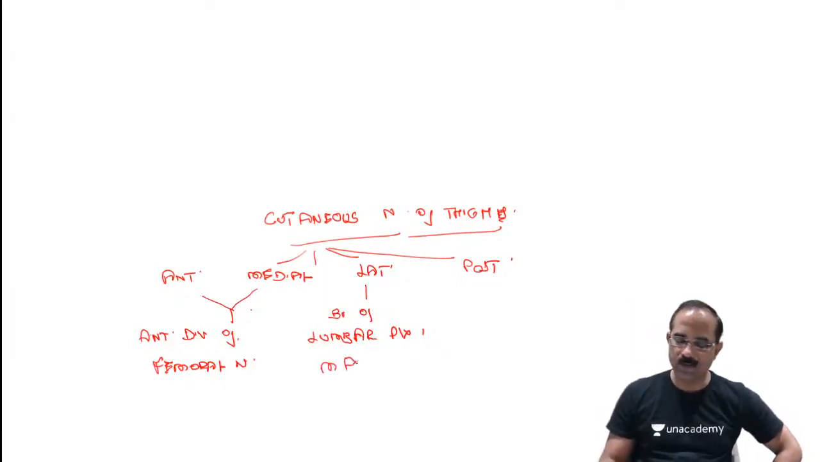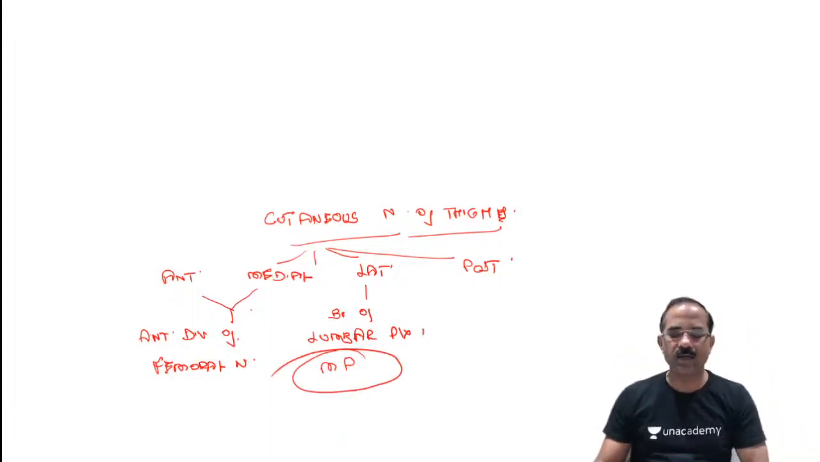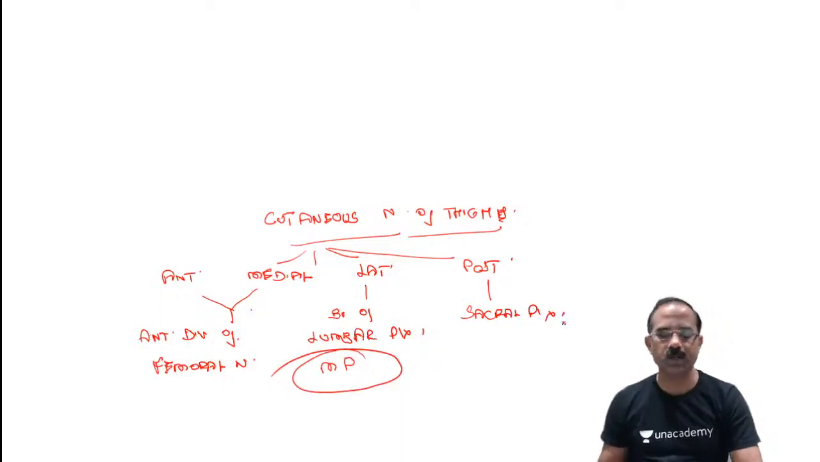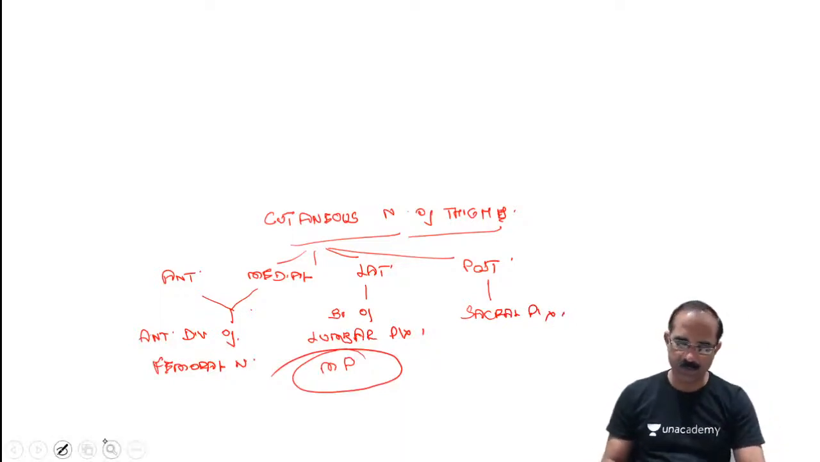Okay, this is meralgia paresthetica, compression of the lateral femoral cutaneous nerve of the thigh against the inguinal ligament. And the posterior cutaneous nerve of the thigh is a branch of the sacral plexus. I hope this is clear to all of you.